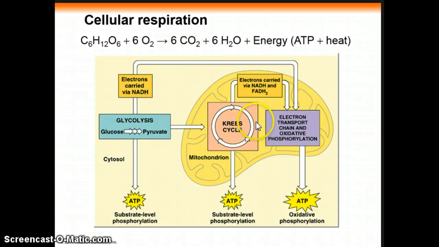But the carbon dioxide actually is going to come out of the Krebs cycle, and water is going to come out of oxidative phosphorylation. So those are where those products occur. ATP is going to become available and be synthesized in each of these 3 different parts of cellular respiration. And of course, heat is going to be a product whenever we have catabolic reactions occurring.